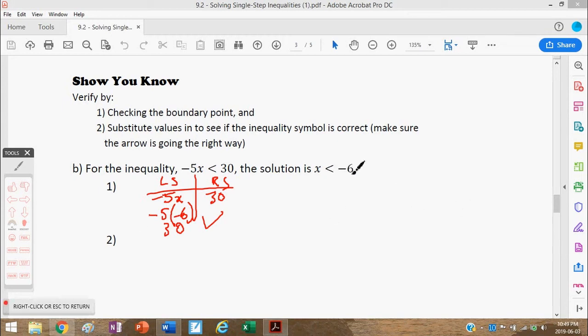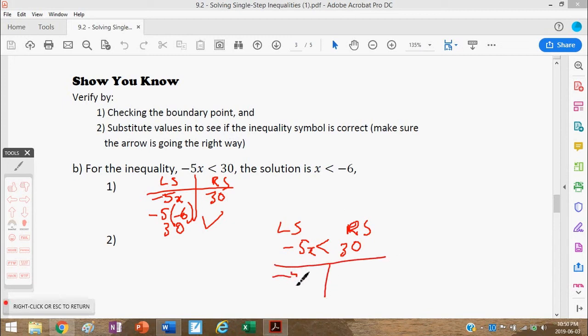Okay, we're saying x is less than negative 6. Again, pick a nice number. Negative 10 is less than negative 6. Okay, let's check that out. So left side, right side. Again, we write down our original: negative 5x is less than 30. So x has got to be less than negative 6. Alright, good. We're going to pick negative 10 because that's a nice number.